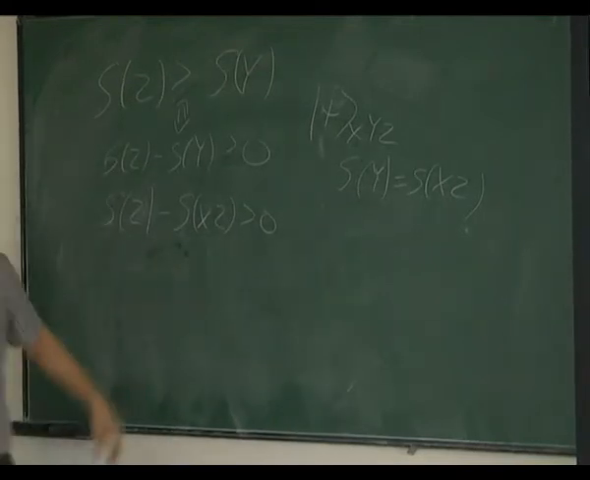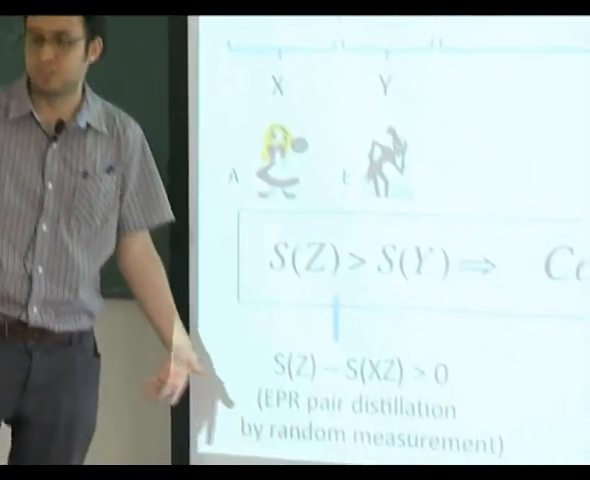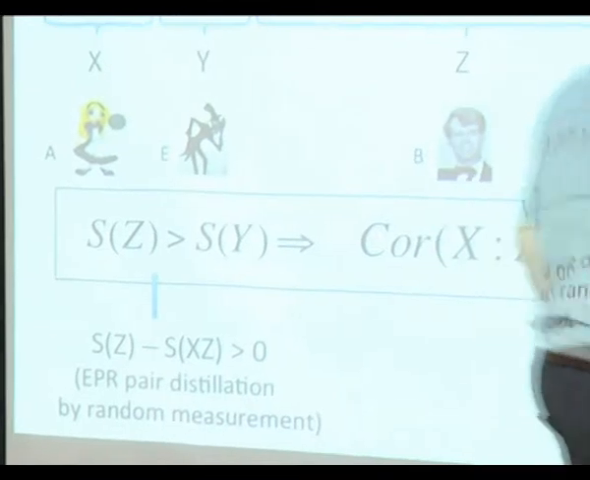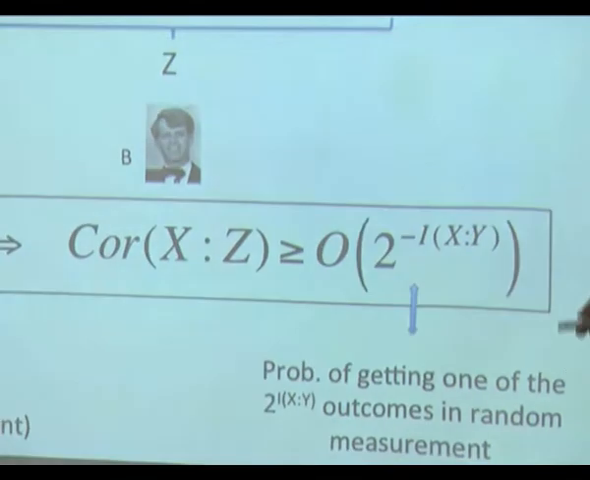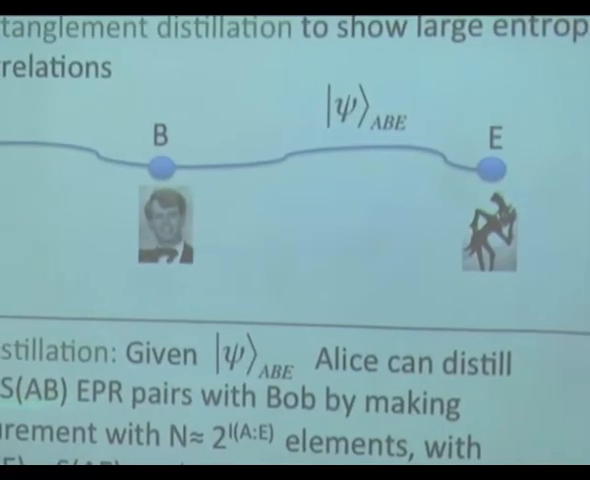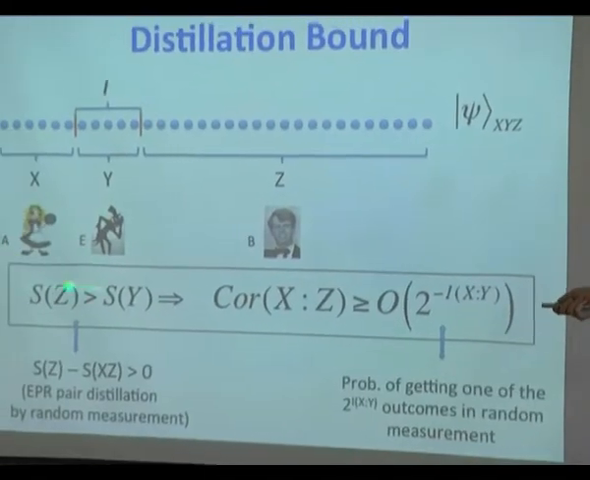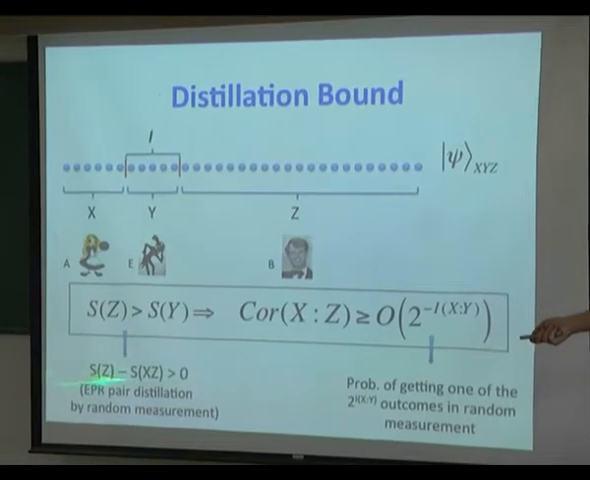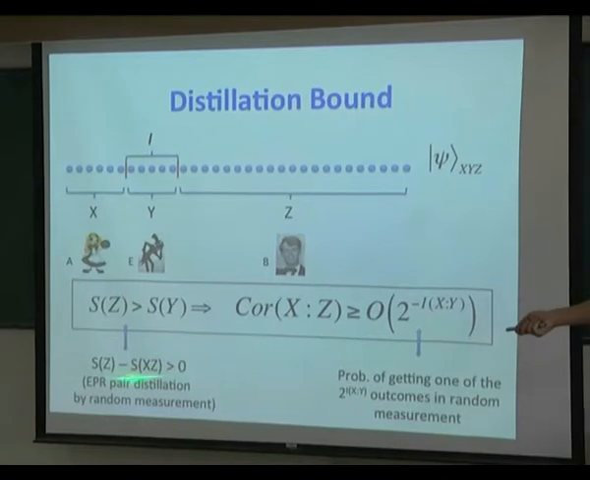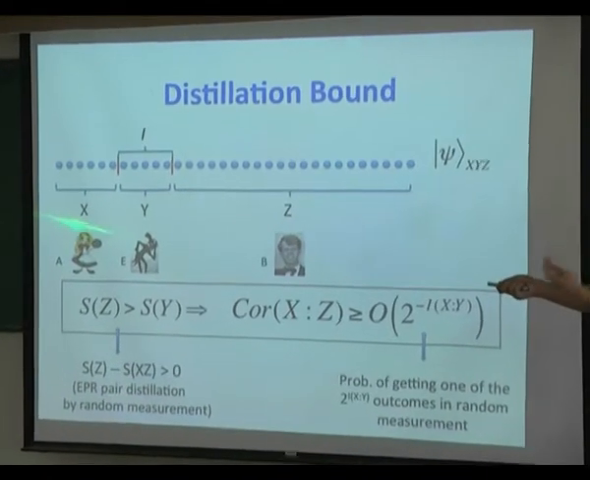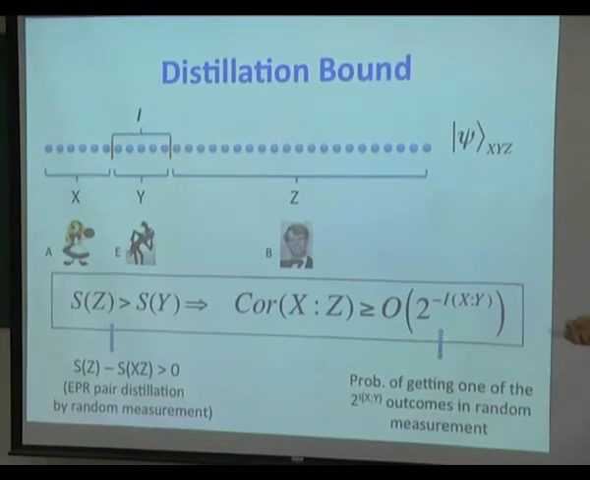Now, this is the rate of EPR pairs that we can get in entanglement distillation, because we are identifying Alice with x and Bob with z. If you remember from what I showed you, this was the rate, S_B minus S_AB. Now, x is A and z is Bob, so this is S_A and this is S_AB. If we ran an entanglement distillation protocol between Alice and Bob, as long as this is true, we could distill one EPR pair.